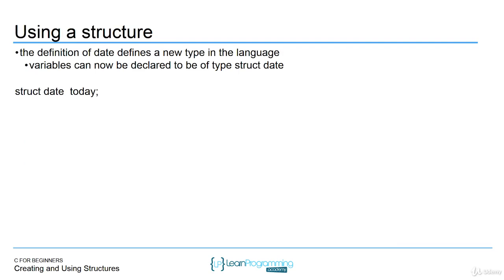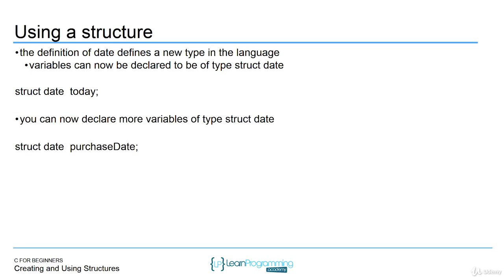Well, the definition of date defines a new type in the language. You can really think of it as another type, just like an int, a double, or a float. Except this type you defined. You can almost think of it as an enum, except an enum only holds one value. This date structure can hold three values, but it is another data type. Variables can now be declared to be of type struct date.